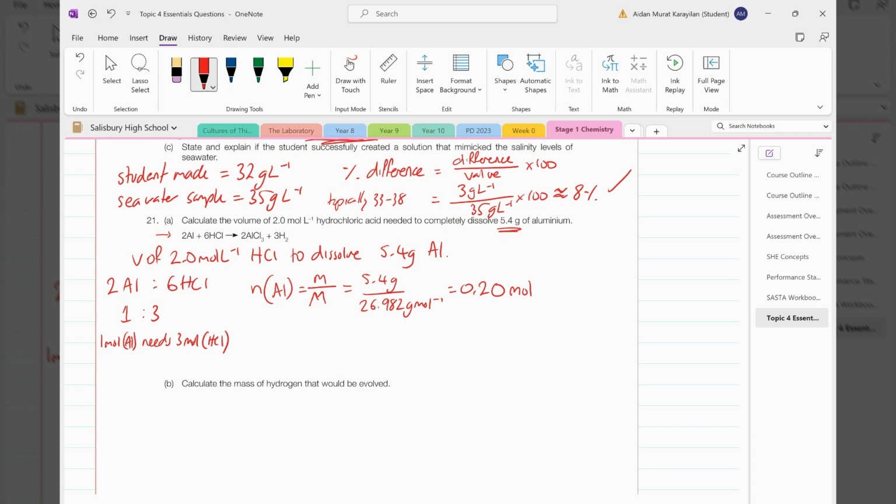Now, this is how many moles of aluminium we have. And using the ratio of 1 to 3 for our aluminium to HCl, that means we need to times this by 3 to get the number of moles of HCl. So that will be 0.60 moles. So 0.2 moles of aluminium needs 0.6 moles of HCl. And we can't just chuck that in, with spoons, because we actually have a solution.